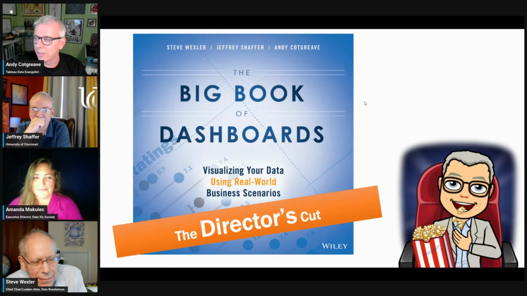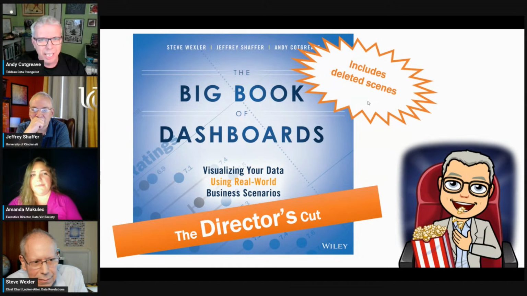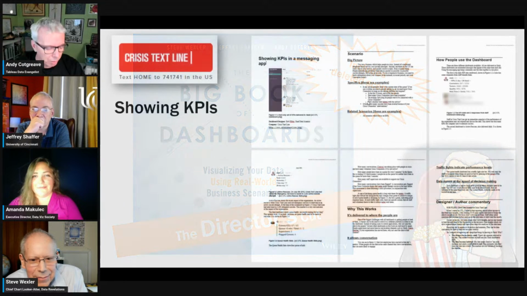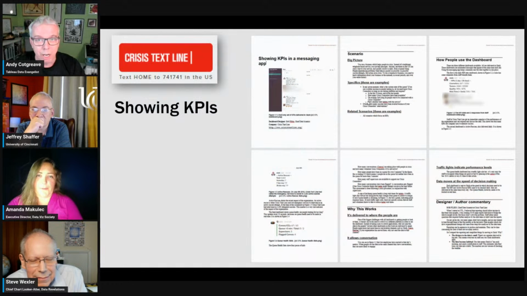So in the first book that came out in 2017, each of us in the end had a chapter which was deleted. So there is a director's cut of the book which will never see the light of day. And we all had a chapter removed for various reasons. But the one I wrote was about a dashboard from Crisis Text Line.